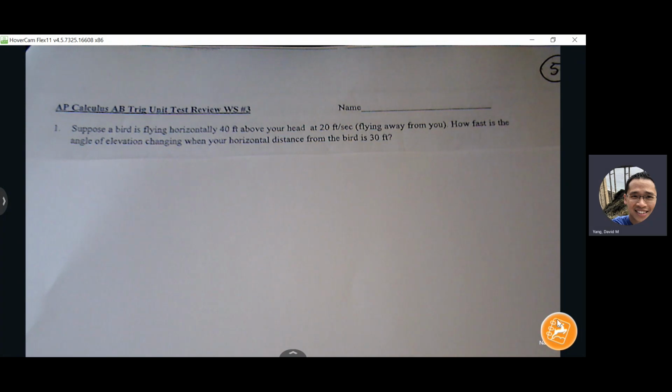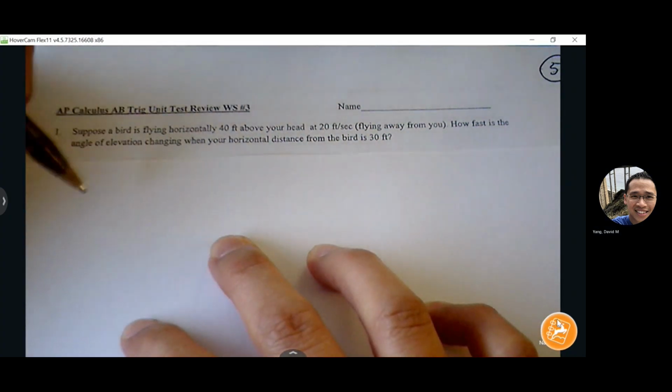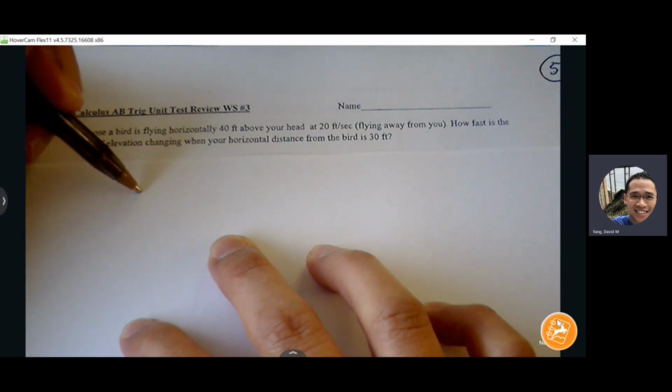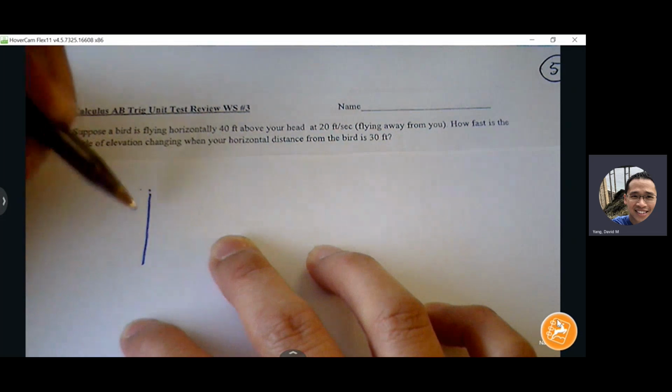Suppose a bird is flying horizontally 40 feet above your head at 20 feet per second, flying away from you. How fast is the angle of elevation changing when your horizontal distance from the bird is 30 feet?